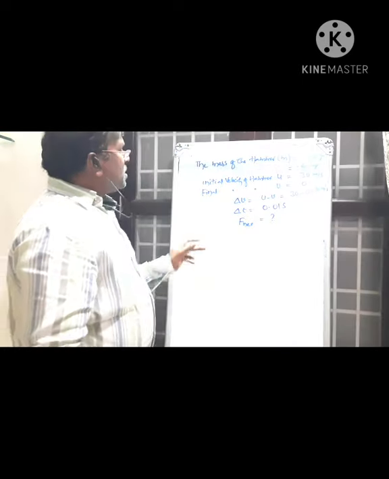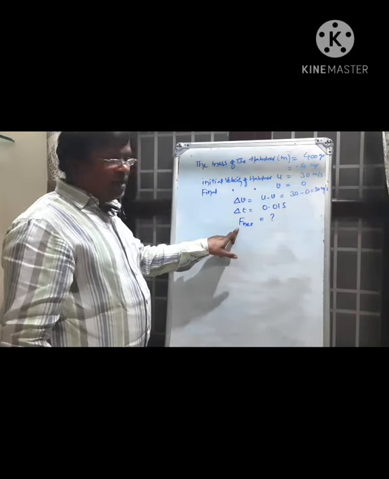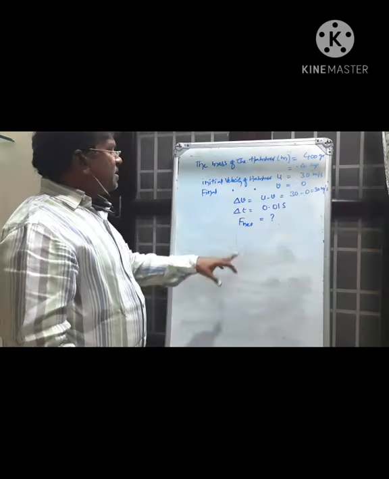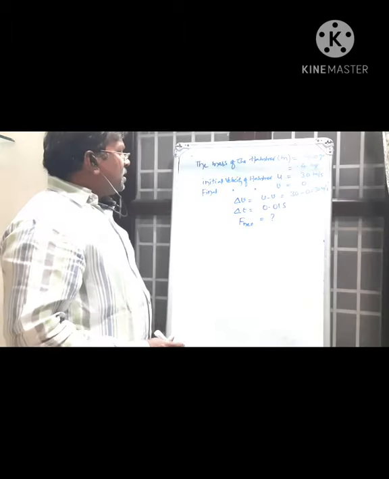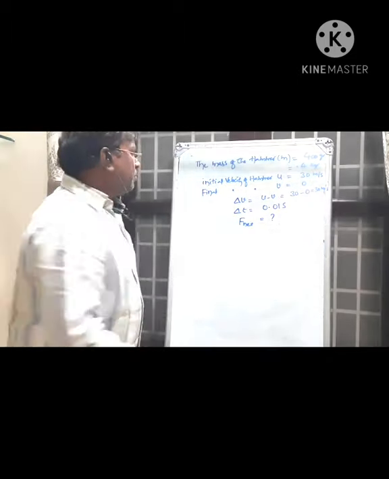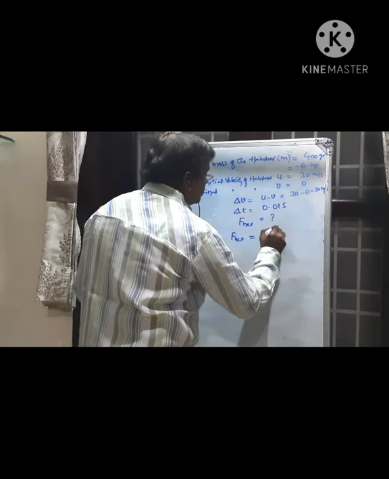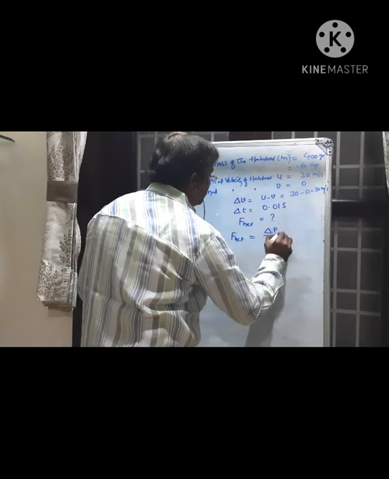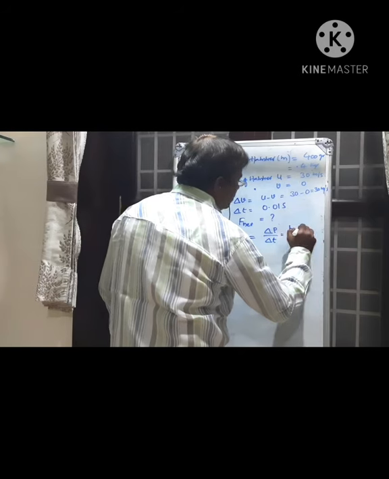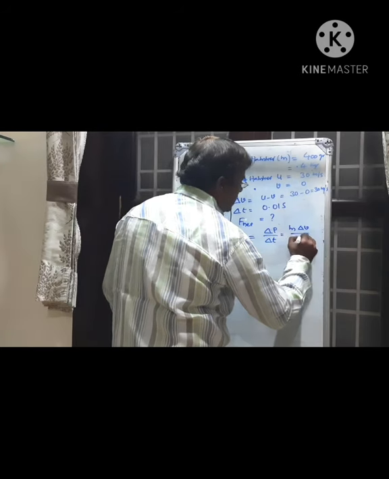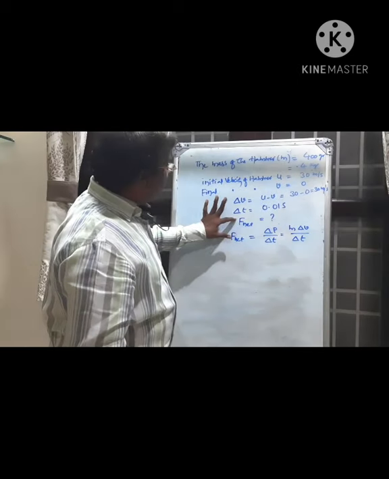Then we have to look at what really links the given values and the value to be found. So that is a relation. What is the relation between F and all these things? Automatically, Newton's second law comes to our mind. That is, F net is equal to delta P by delta T. In other words, what is delta P? That is M into delta V by delta T. So with the help of this formula, we have to find out F net.